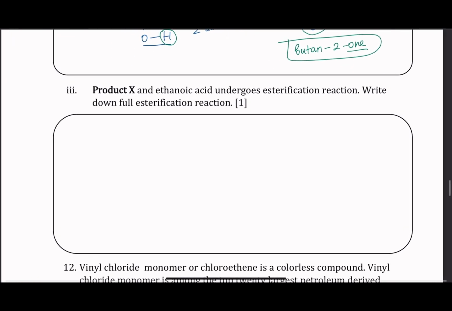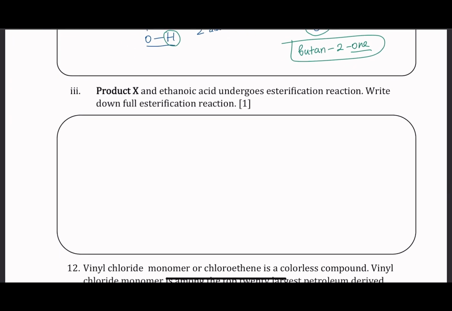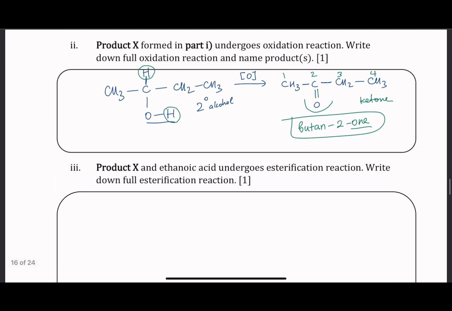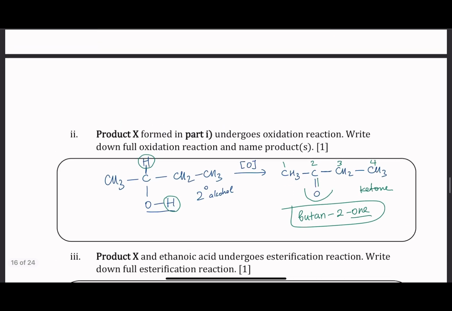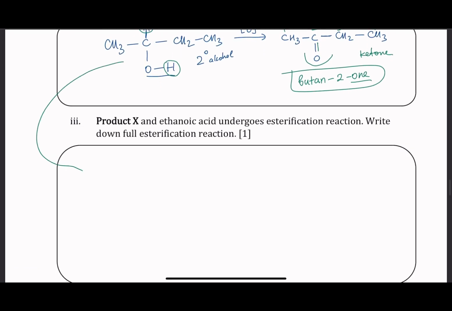And then question part 3. Product X and ethanoic acid undergo an esterification reaction. Write the full esterification reaction. So again, I'm writing product X here: CH3, CHOH, and then CH2 and CH3, and on top of it I add ethanoic acid. For ethanoic acid, I need to have 2 carbons, so I write down 2 carbons. I know the ending of a carboxylic acid is OH, and the rest I fill with hydrogens. Let's write it in expanded form.